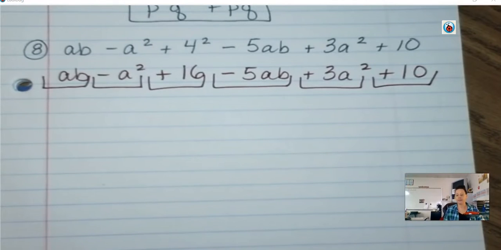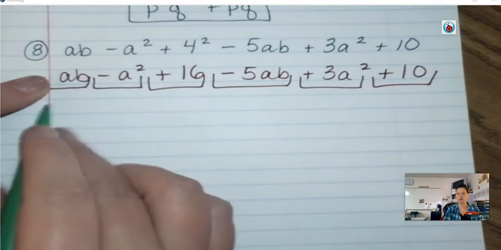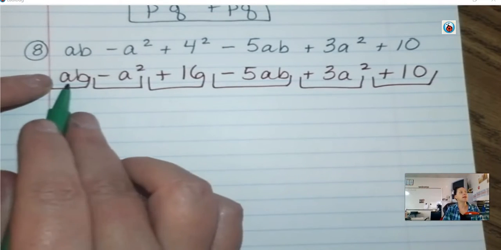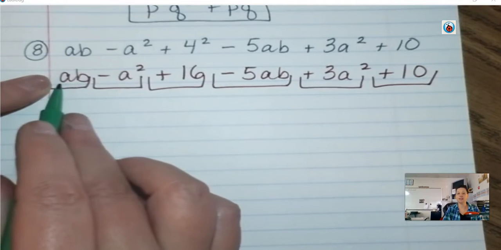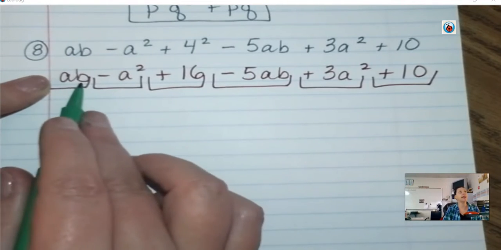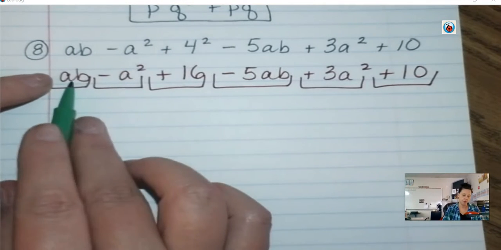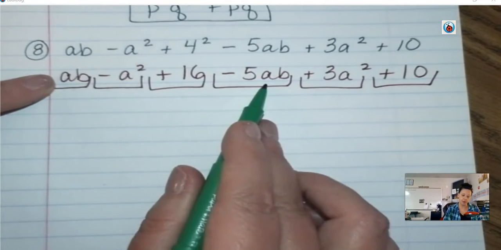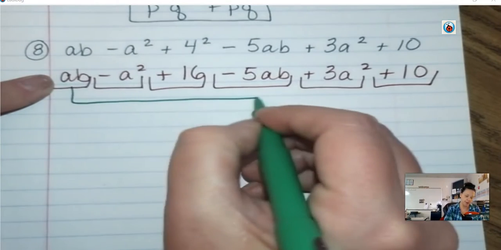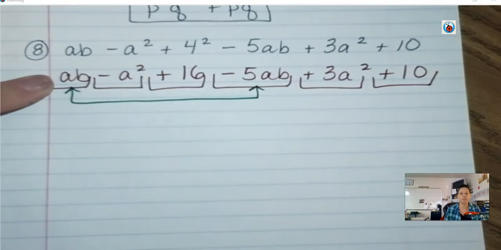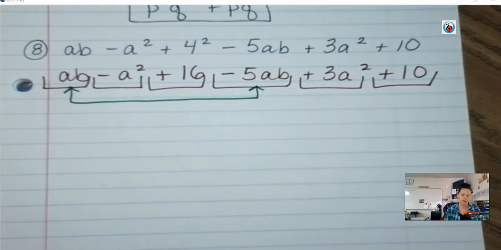Okay, I want to put together like terms, so things that have the same exact letters with the same exponents. So I usually just start at the left and go across. Okay, ab. I'm looking for other terms that just have an a and a b. That's it. So they have to have an a and a b. So this one has an a and a b. So here we have like terms.